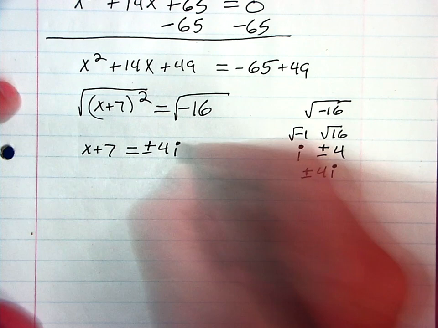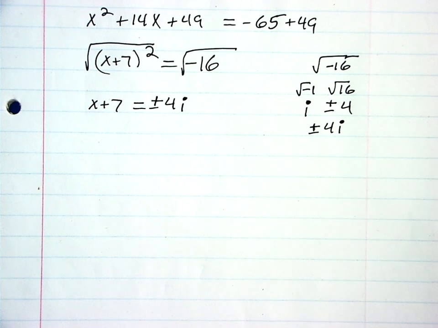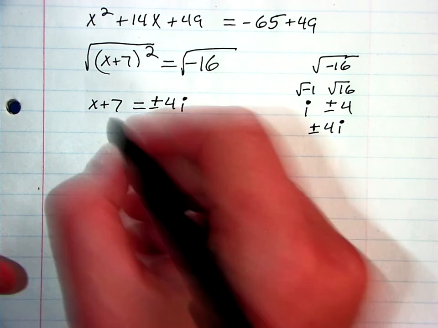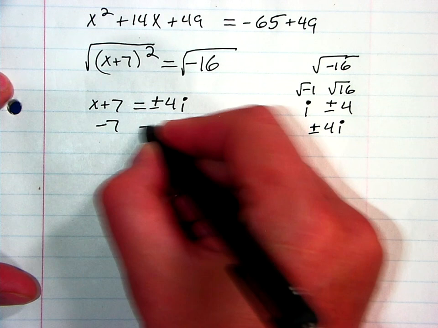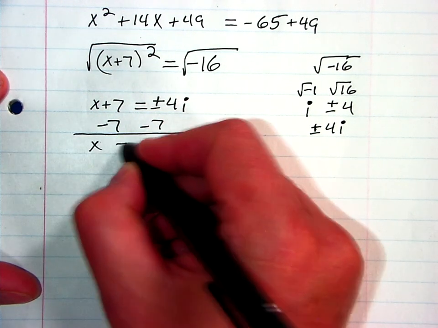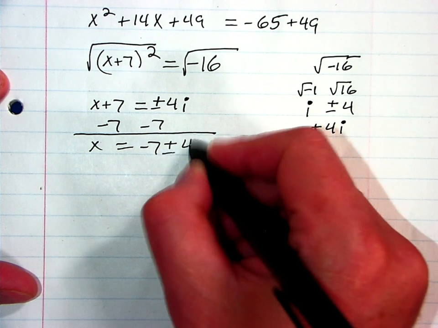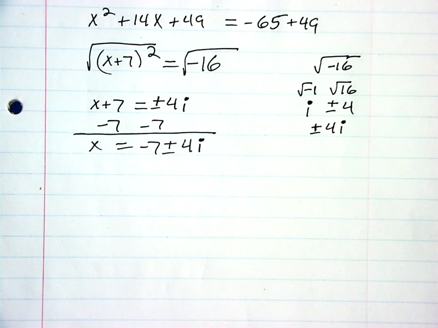Almost. We don't have x by itself, do we? No, we have x plus 7. But this part's easy. How do I get rid of a plus 7? And what goes first, the real or the imaginary? Yeah. That is your final answer: negative 7 plus or minus 4i.